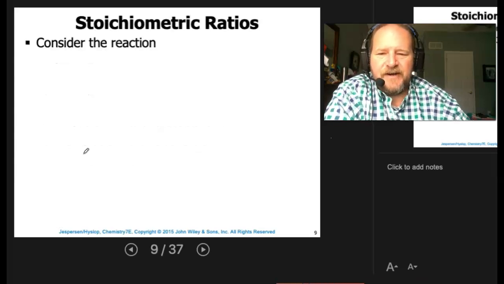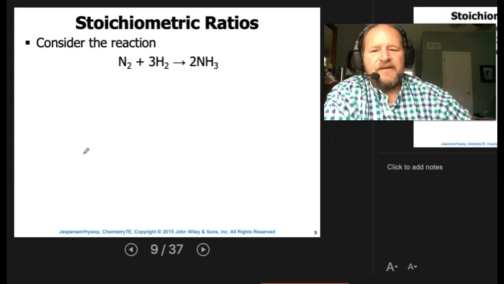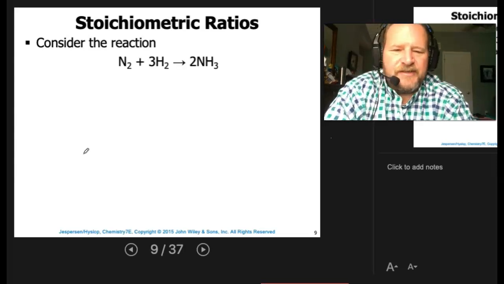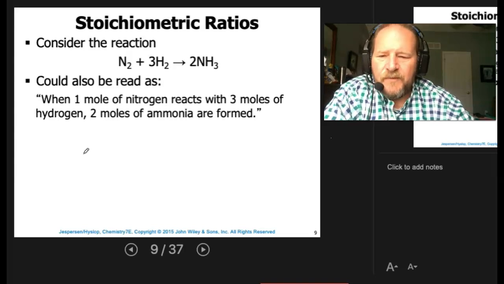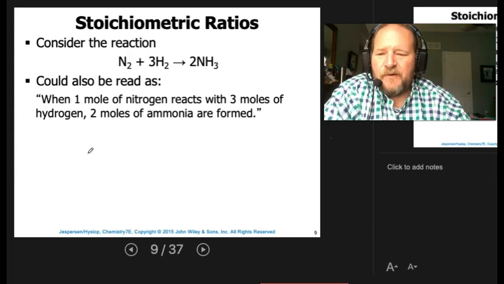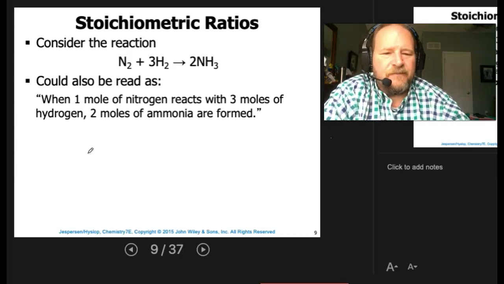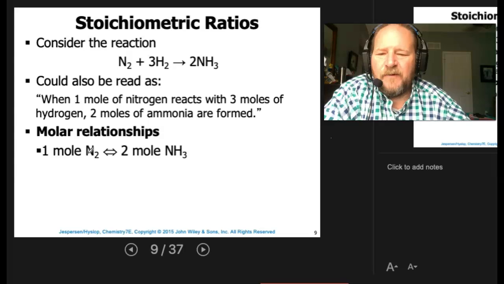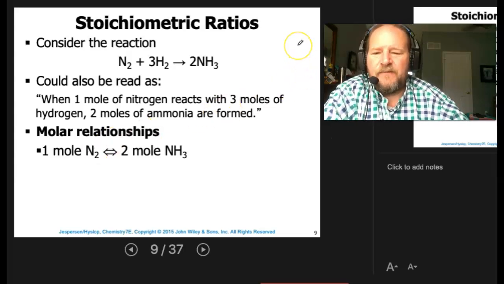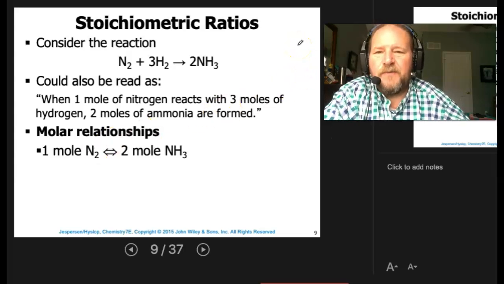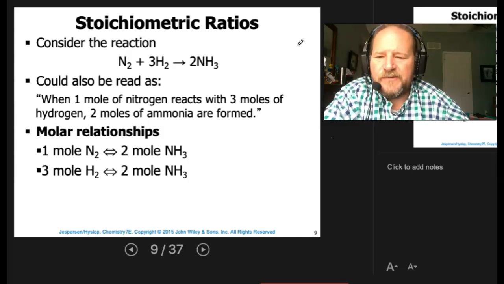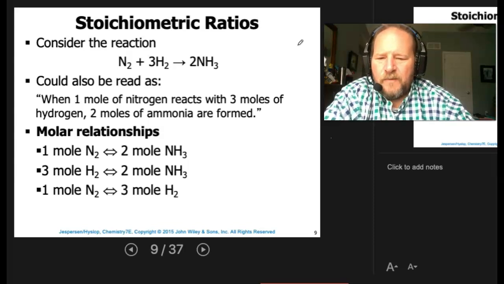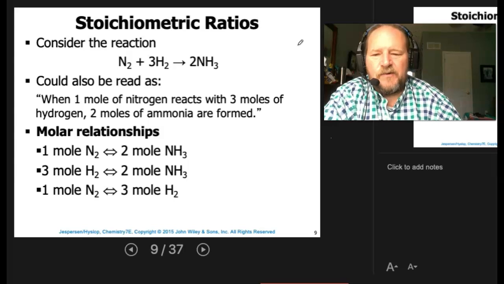So your stoichiometric ratios, consider the reaction. So we have nitrogen plus hydrogen is going to give us ammonia. A couple different ways we could read this. We could say when 1 mole of nitrogen reacts with 3 moles of hydrogen, 2 moles of ammonia are formed. Right? We could look at the molar relationships. So we have 1 mole of nitrogen is going to give us 2 moles of ammonia, and that's based on those coefficients. We could say we have 3 moles of hydrogen is going to give us 2 moles of ammonia. Or we could look at 1 mole of nitrogen is going to need 3 moles of hydrogen.